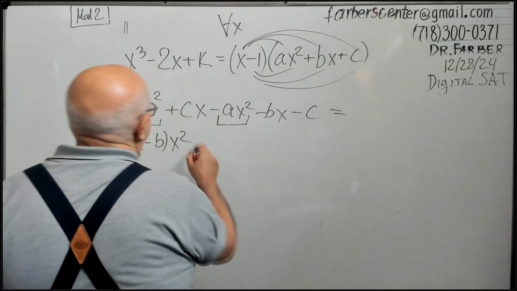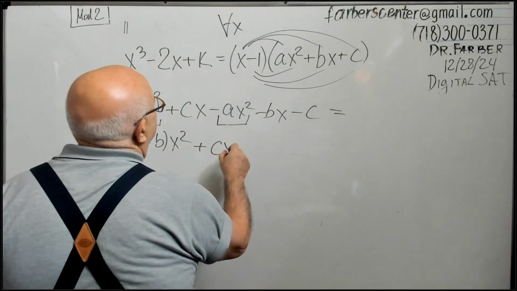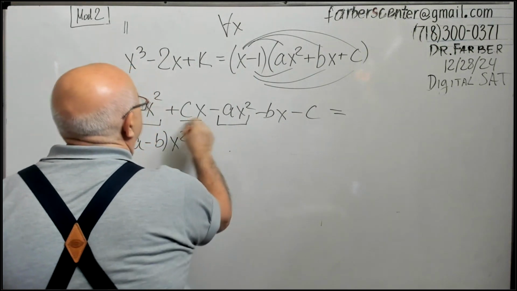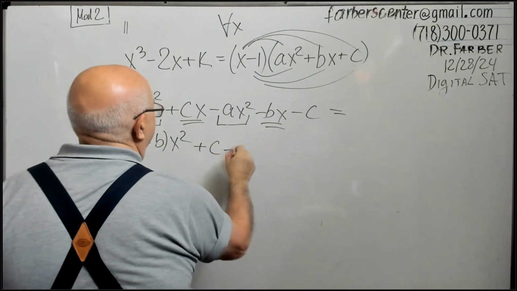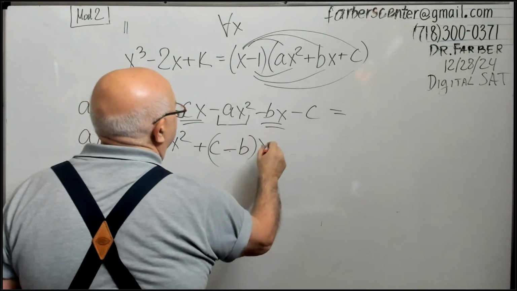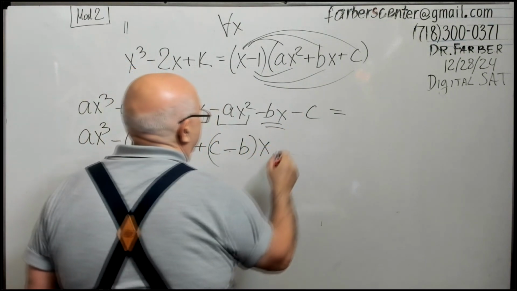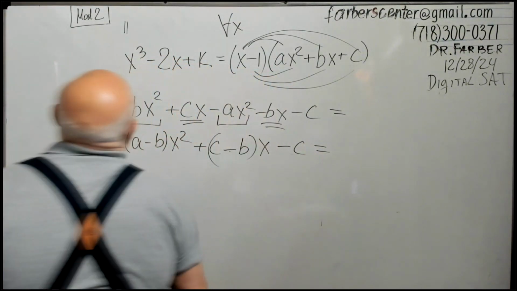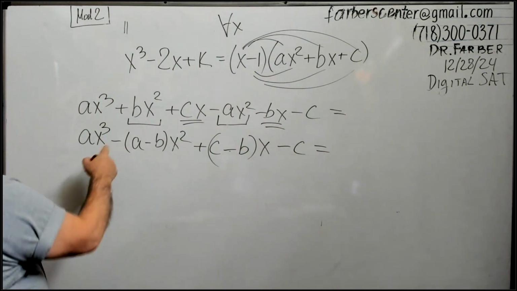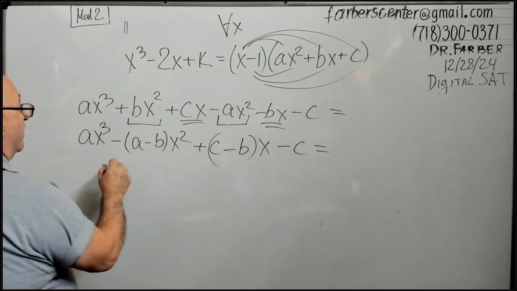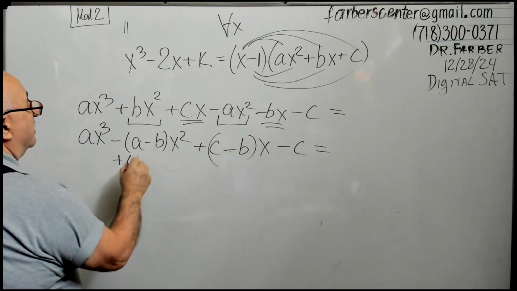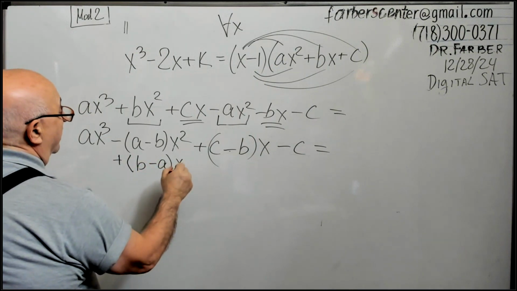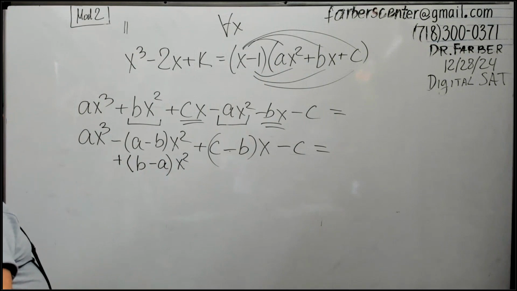Plus cx. You combine these two: (c minus b) times x. And minus c. Okay, you can write it like this. If you doubt, you can put here plus (b minus a)x squared. It's the same, whatever you like.